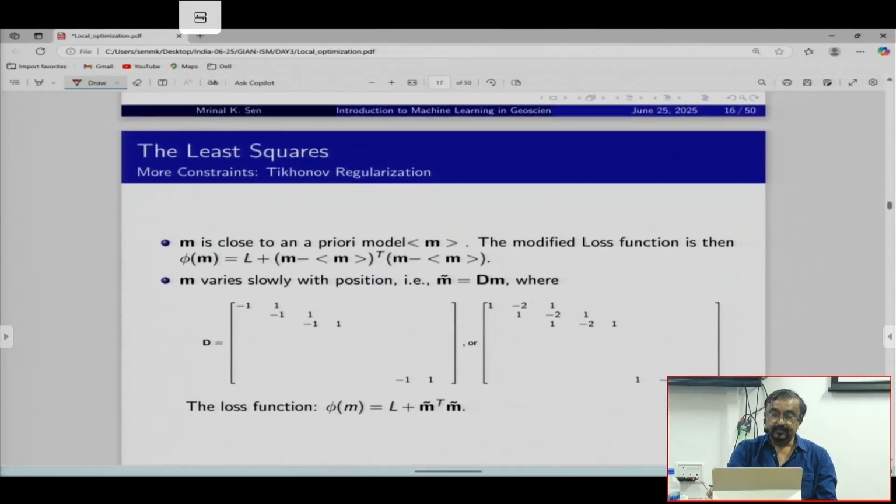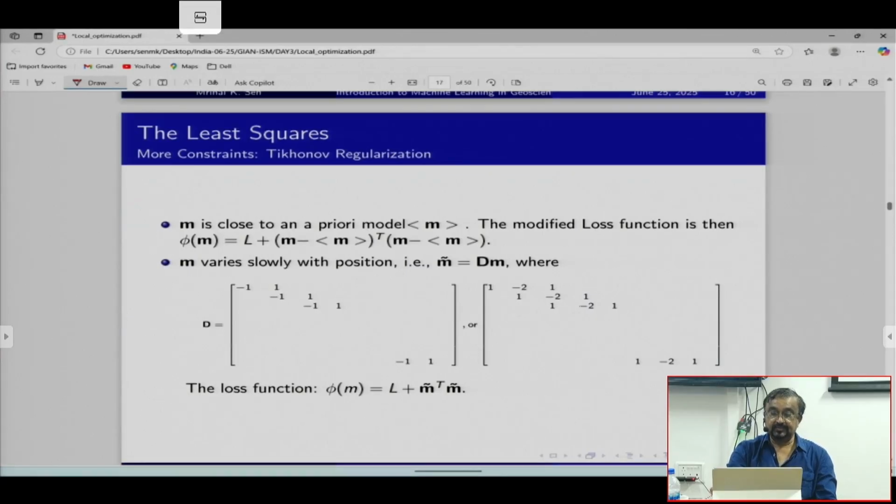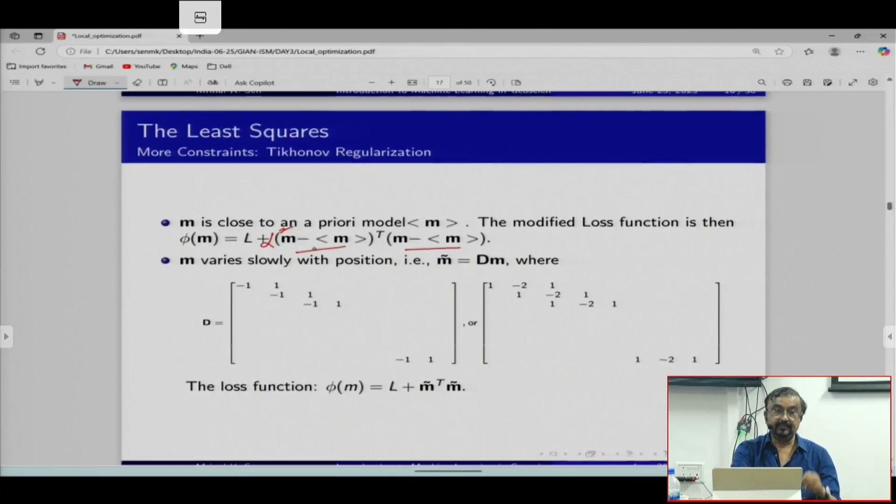Okay. Now we can also apply other constraints. I think somebody asked me, what if I have some prior knowledge of the solution? So here what I can do is put in, again, some epsilon square or alpha square times (m minus m prior) transpose (m minus m prior). So this is the difference between the answer and the a priori model, and you are minimizing the difference between the two. That means you are not allowing the model to go very far from your a priori model. So this is how you can put in a constraint.